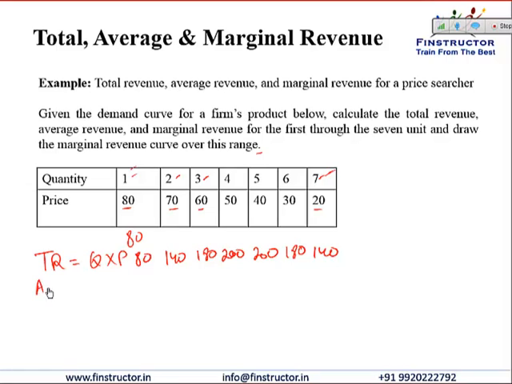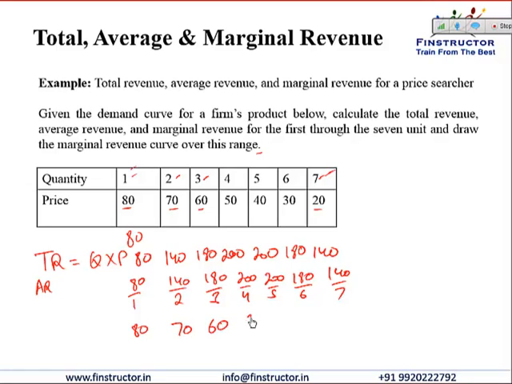Average revenue is defined as the total revenue upon the total quantity. So in this case, it will be 80 upon 1, the total revenue upon the total quantity. 200 upon 4, 200 upon 5, 180 upon 6, 140 upon 7 is the average revenue. We will see in this case it is coming out to be similar to the price. So this is the second definition, that is the average revenue.